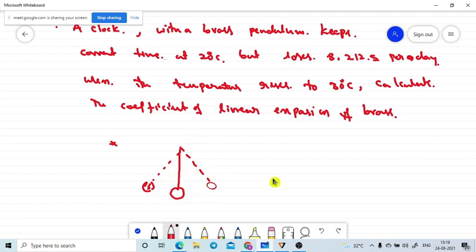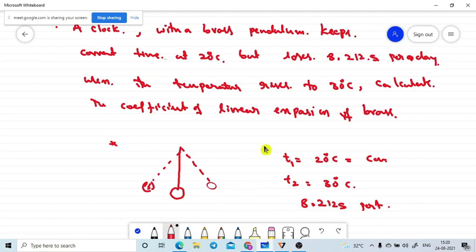So what is this one? This clock is showing the correct reading at the temperature of 20 degrees Celsius. But what happened? The temperature T2 is raised to 30 degrees Celsius. So the clock is losing. How much time is it losing? 8.212 seconds per day.